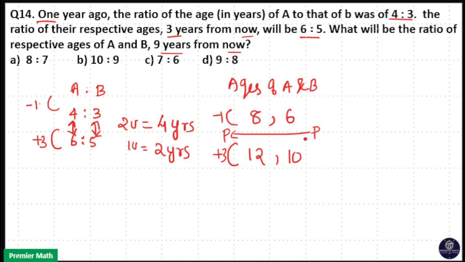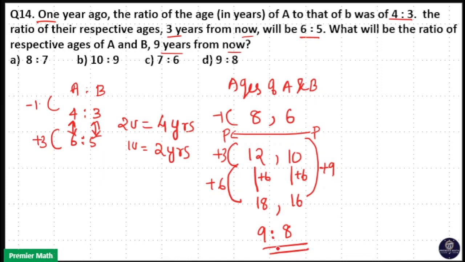Now we have to calculate the ages of A and B after 9 years from the present. That means 3 plus 6 years. That means 12 plus 6 is equal to 18, 10 plus 6 is equal to 16. So 18 and 16 are respectively the ages of A and B after 9 years from the present. That is, the ratio will be 2 into 9 is equal to 18, 2 into 8 is equal to 16. So the ratio of ages will be 9:8. So option D is your answer.